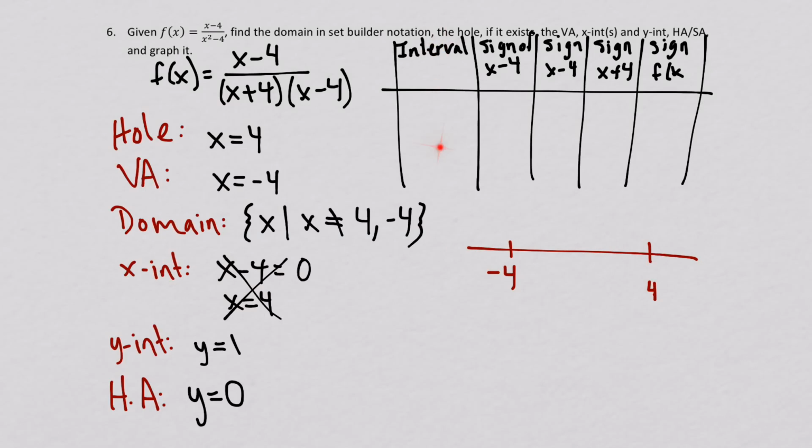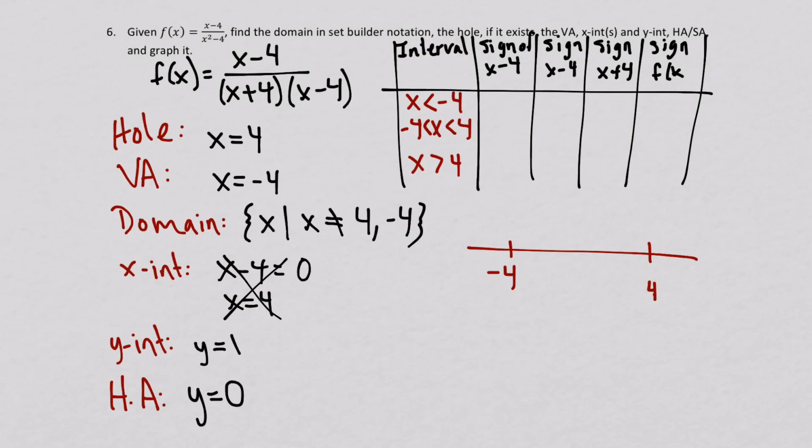So those are your intervals that you're going to put right here. Anything before -4, we're going to call that x is less than -4. Right? Does that make sense? Anything between -4 and +4, we're going to call that -4 is less than x is less than 4. All the values between -4 and 4. And then anything after 4, we're going to call that x is greater than 4. So there are 3 intervals.